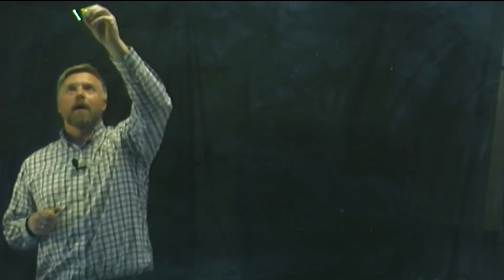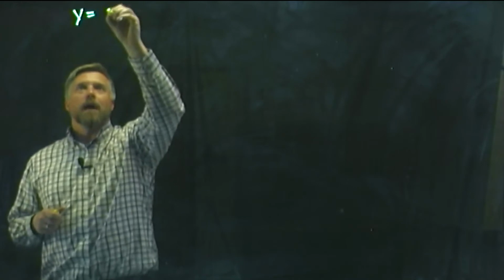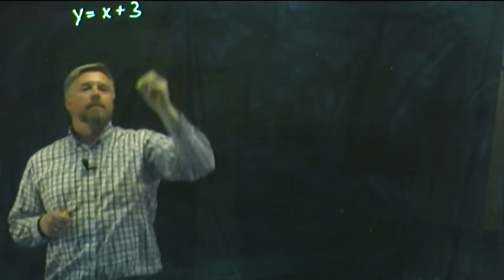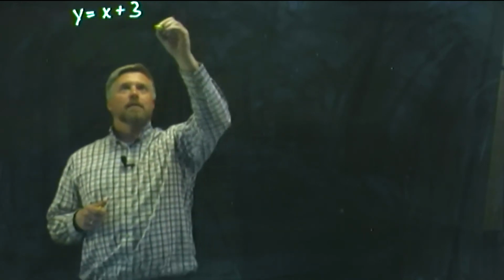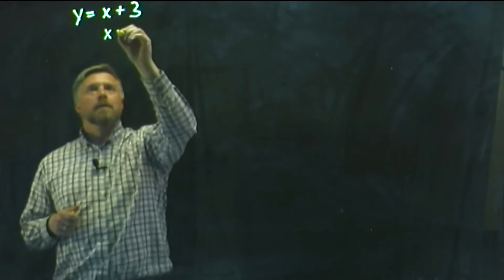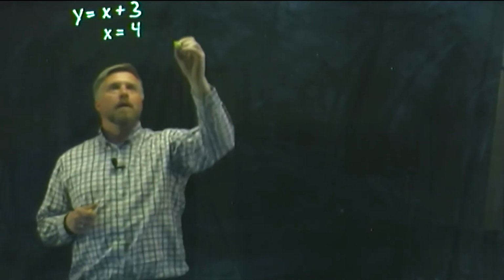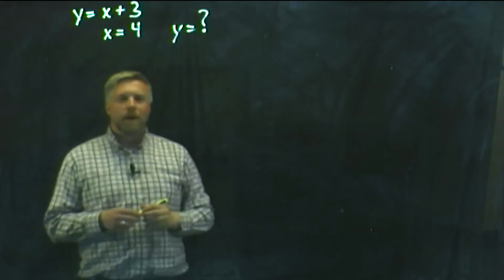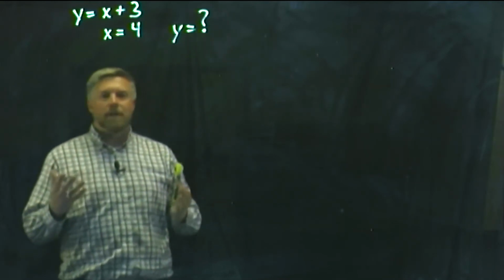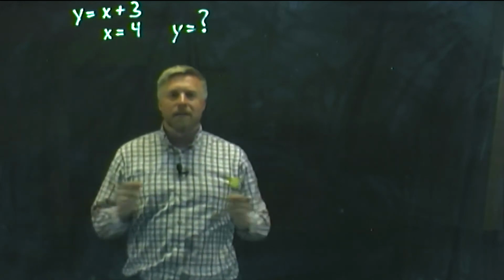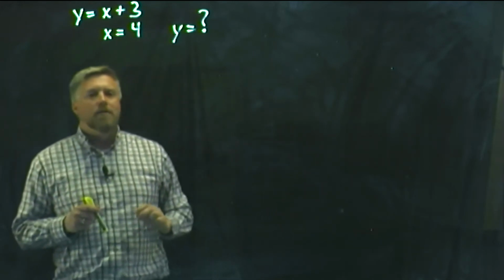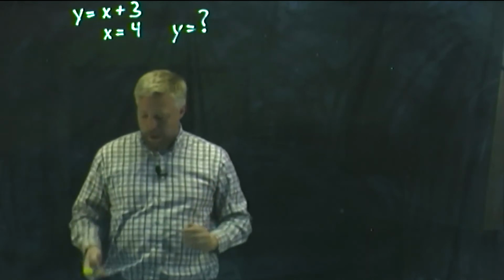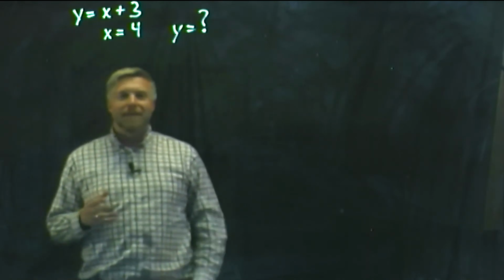I could go up here and I could say, okay, well, I have y equals x plus 3. And my x is going to be equal to 4. What is y? You can see a few things about this. First off, it's really easy to read the writing. Because there are LED lights lighting up a piece of glass in front of me, you can easily see what I'm writing. Another thing is that I am not talented enough to write backwards.